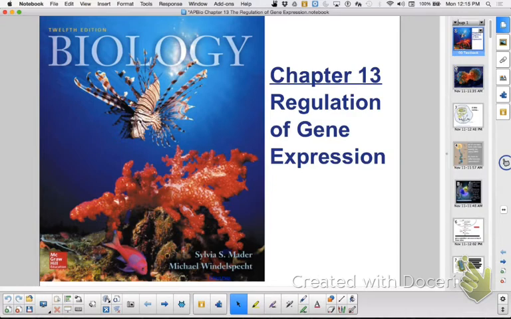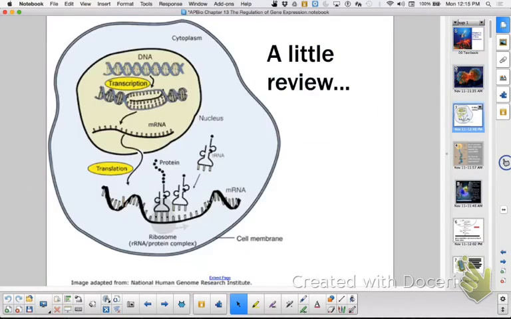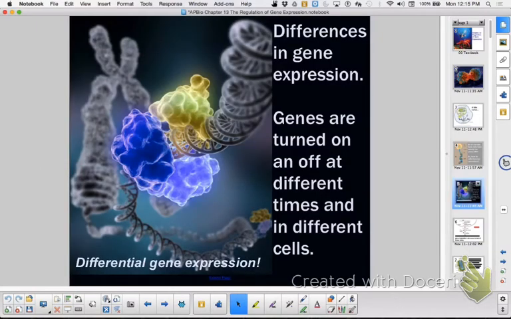Nummy sandwich. Okay, so we're talking about Chapter 13, Regulation of Gene Expression. We need to remember the process of using the DNA to make RNA is called transcription, and then using that RNA to build a protein is called translation. So we also said that the DNA is the same in every single cell, and so we have differential gene expression. So different genes are expressed in different cells.